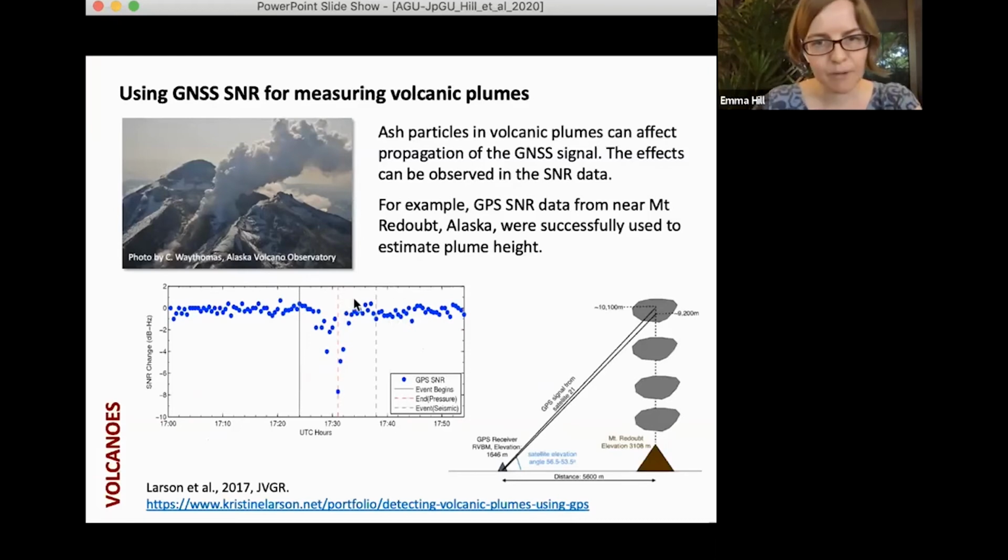This is again work by Christine Larsen, and the idea is basically if you have enough GPS stations around a volcano and that volcano erupts, then when the GPS signal travels through the ash plume, it will be disrupted. The signal to noise ratio data will show that disruption. And if you have enough stations, it means that you can actually estimate the height and density of that volcanic plume.